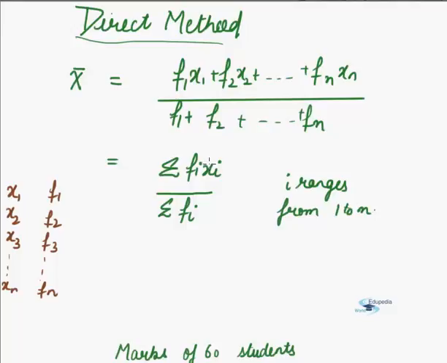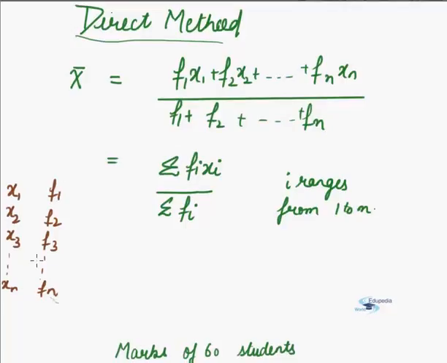In this video, we'll be discussing calculation of mean by direct method. Friends, suppose we are given observations x1, x2, x3 up to xn and with their corresponding frequencies. Then mean is given as sum of product of frequencies with the corresponding observations divided by sum of frequencies, or in short, summation fi xi over summation fi, where i ranges from 1 to n.